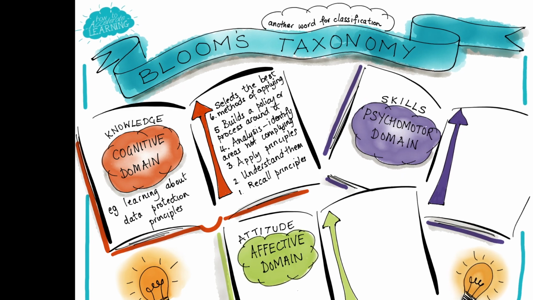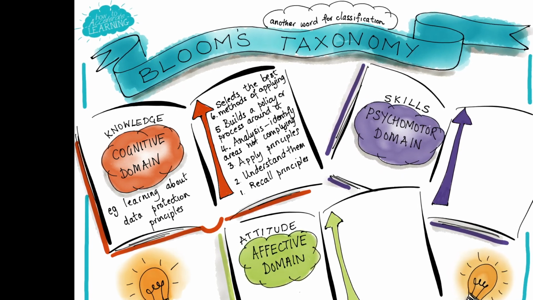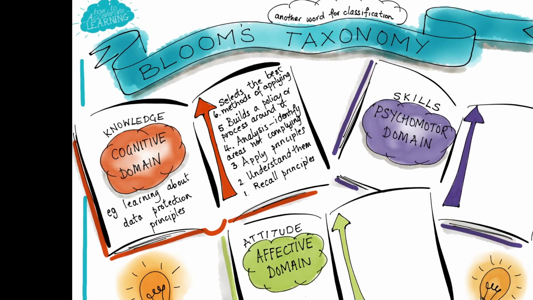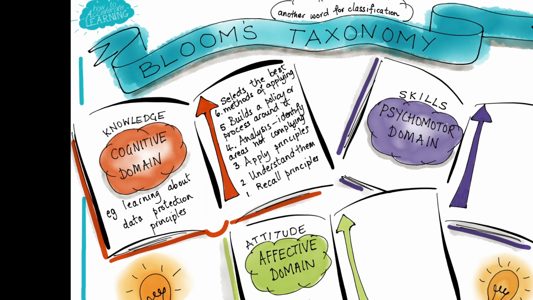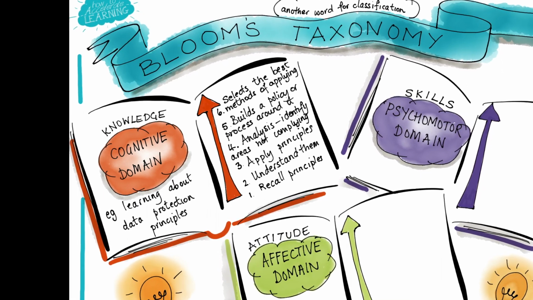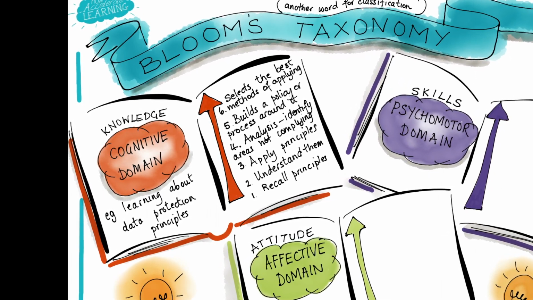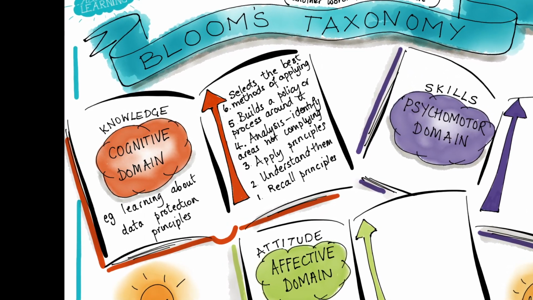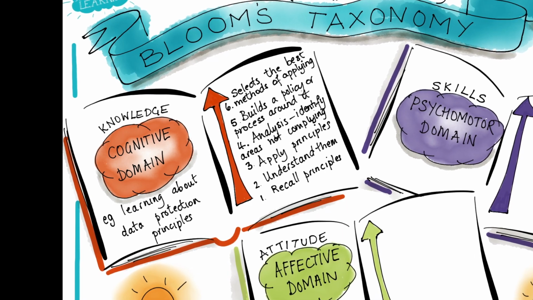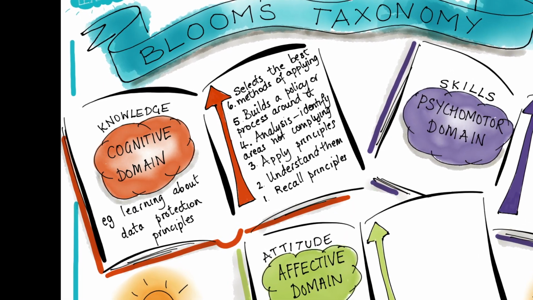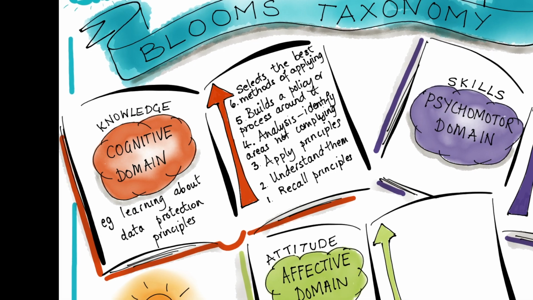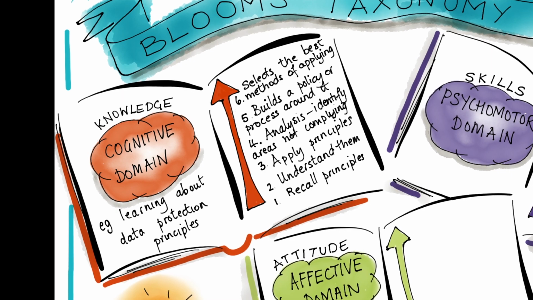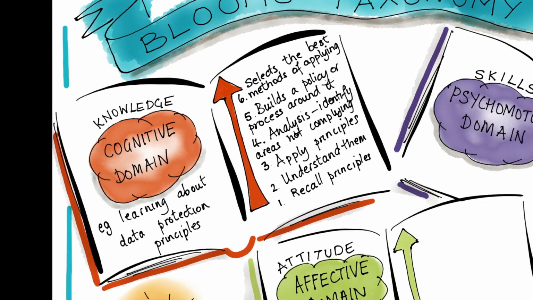Let's look at the cognitive domain first of all. We're going to use the example of learning about data protection principles. At the simplest level, you may just require people to recall the principles. At the next level, you'd want them to understand them, and they'd have to demonstrate that understanding. At the next level, going deeper, you'd want them to be able to apply those principles. Going deeper, you'd want them to be able to identify areas within the business where perhaps they are not complying.